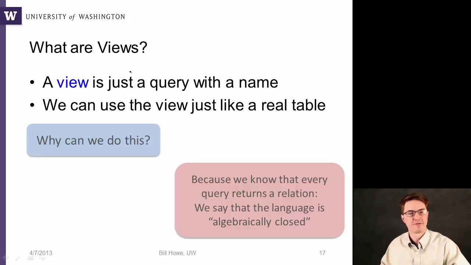So we know that every query returns a table. We take tables on the input, we do some manipulation of them, and we produce tables. So we say that the language is algebraically closed. And so any result of a view will always be something that we can then add other queries on. So we can stack queries on top of queries on top of queries on top of queries. Okay. So why might we want to do this?